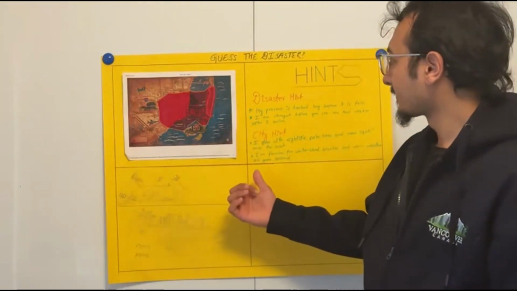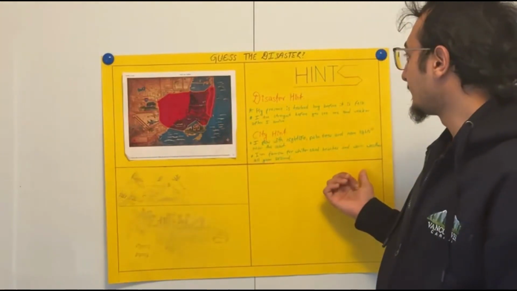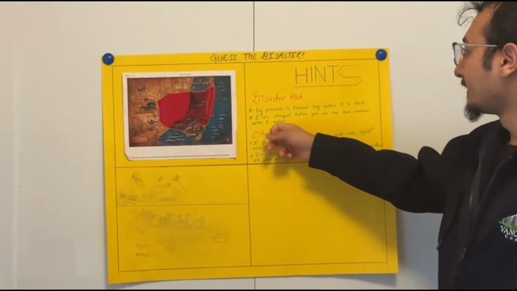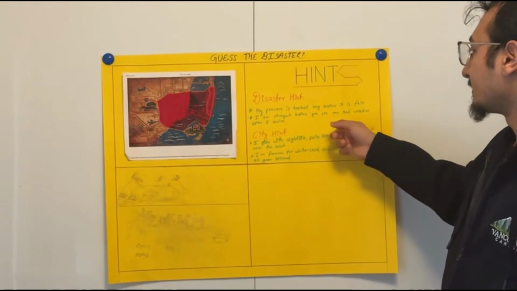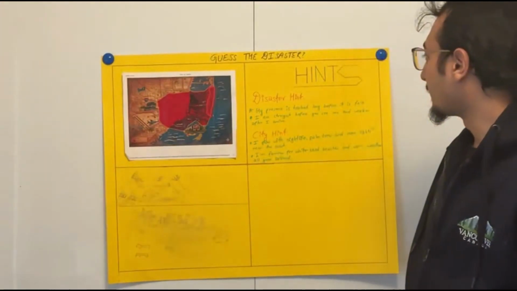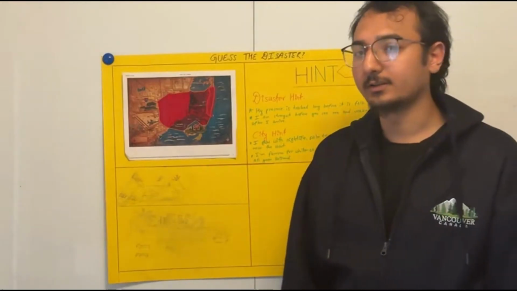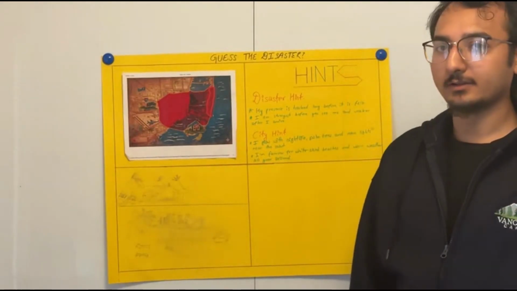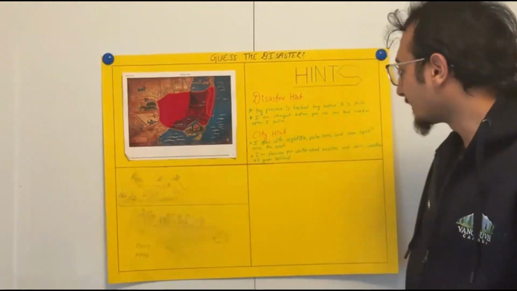And then I have some hints here. It says, my presence is tracked long before it's felt. I'm strongest before you see me and weaker after I arrive. So basically, a hurricane is tracked before it arrives at the city, so that people can be aware and move to a safe place.